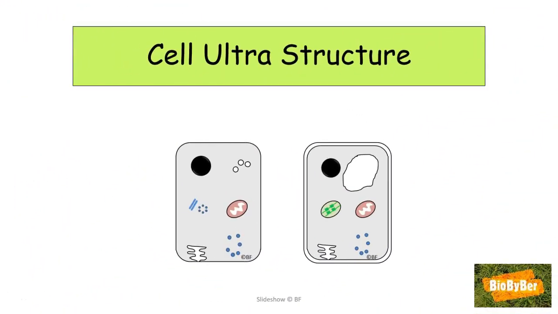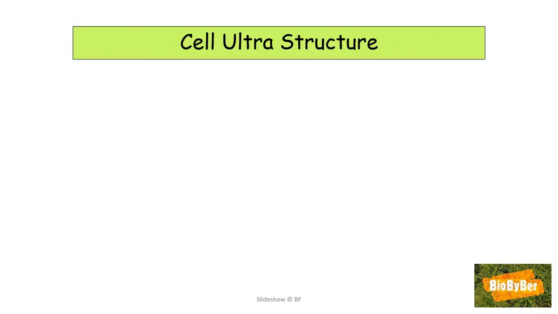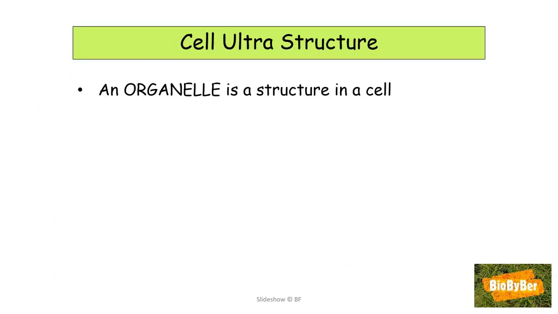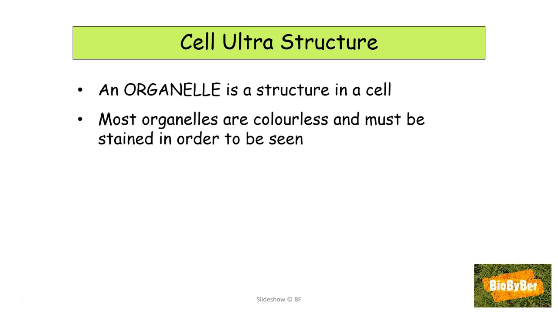Let's sort cell ultrastructure by looking at a few ideas that we met before. An organelle is a structure in a cell. A nucleus is an example of an organelle. Most organelles are colourless or transparent, and they must be stained in order to be seen under the microscope. Plant cells are usually stained with iodine, whereas animal cells can be stained with methylene blue.